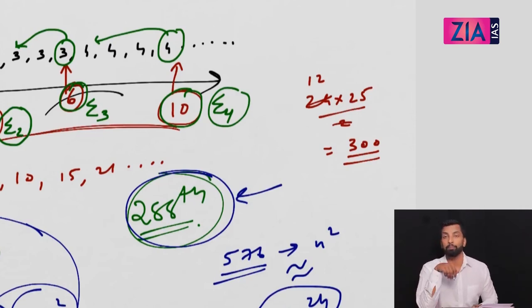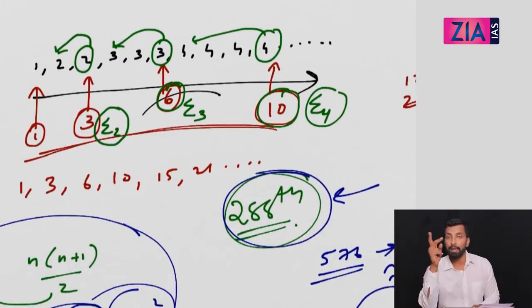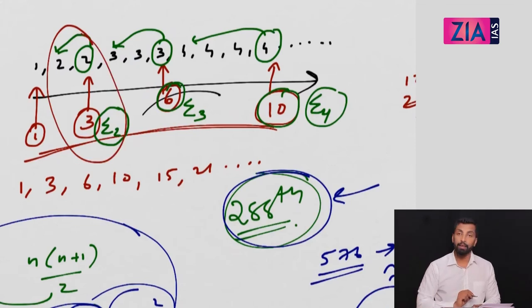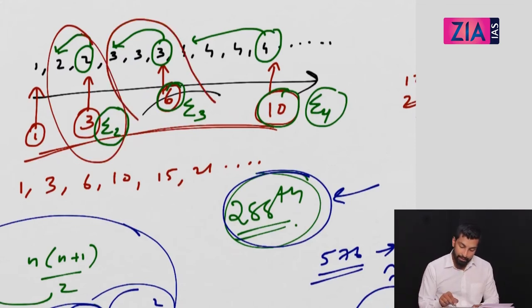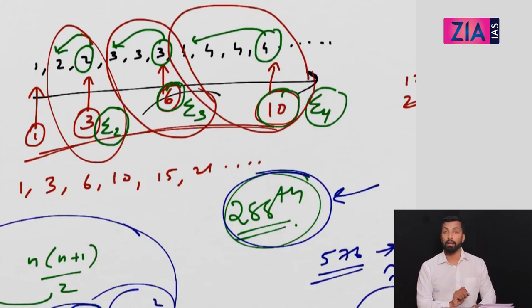What does this mean? The 300th term will be 24. Why? Sigma 24 is 300, and the previous 24 terms will be 24. That's what we understood from this pattern, right? Sigma second term will be 2, previous 2 is 2. Sigma 3 is 3, previous 3 is 3. Here sigma 4 is 4, previous 4 is 4. So sigma 24 will be 24, previous 24 will be 24.